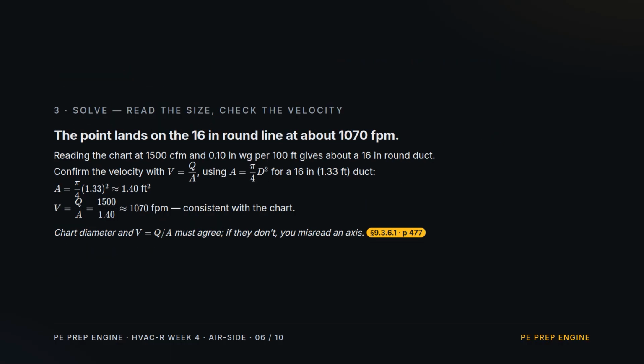Solve. Part 1. Read the size. Check the velocity. At the operating point, the diameter line reads about 16 inches round. Confirm it independently. Flow over area, with the area of a 16-inch duct, gives about 1,070 feet per minute, consistent with the chart. The two must agree.